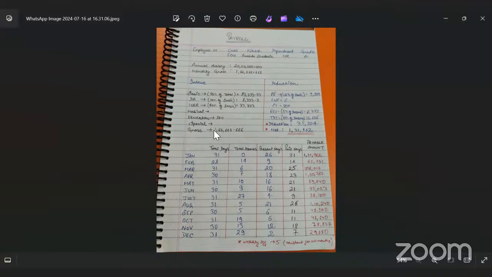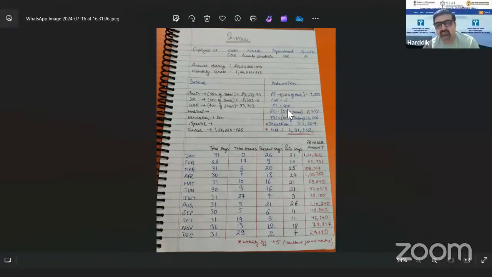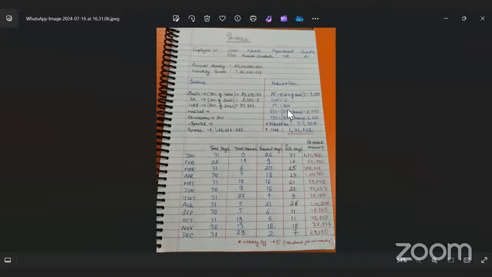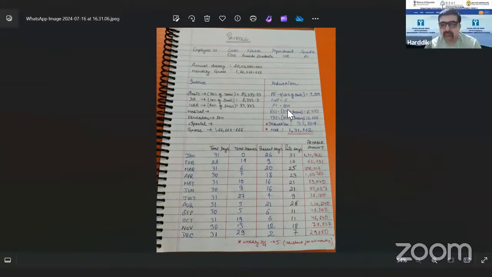So if 41,467 is to be divided in medical and special, then how much should we put in medical? 1,500 in medical. And the rest amount in special. Rest will go in special allowance. Okay, sir. है ना? Okay, sir.